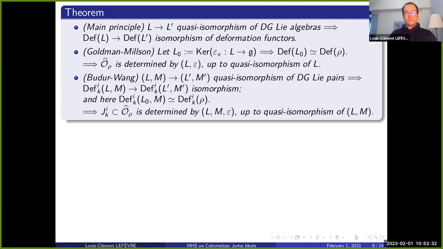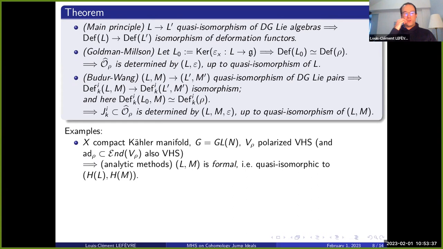So, for example, when X is a compact Kähler manifold and the group G is GL_N and V is a polarized variation of Hodge structure, then the adjoint bundle, the endomorphisms of V, is also a polarized variation of Hodge structure. And then just by analytic methods, so you work on a compact manifold with VHS, you can use the usual Kähler identities for harmonic forms by using the local system and everything. And you can show that the pair LN is formal, that is, it's quasi-isomorphic to its cohomology as a pair of differential graded algebra and module. And working in the compact case, it's formal.